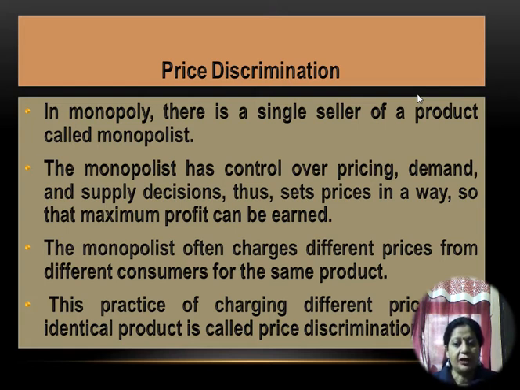So the thing which differentiates monopoly from perfect competition is that in perfect competition the seller is selling a homogeneous product and charging the same price for the same commodity. But when we discuss monopoly, there is a feature called price discrimination, where the seller is charging different prices from different consumers for the same product. So this is known as price discrimination.